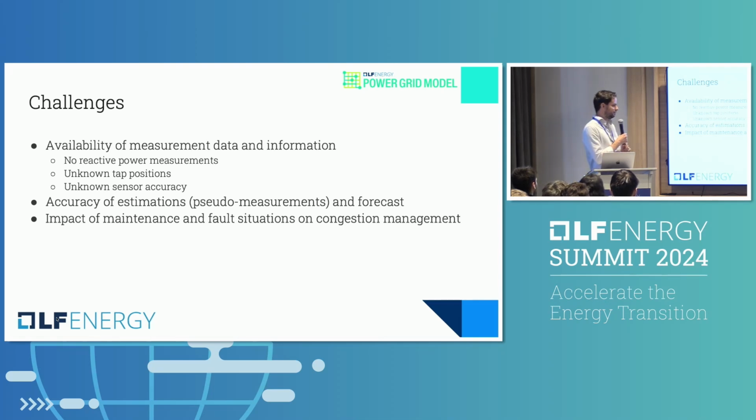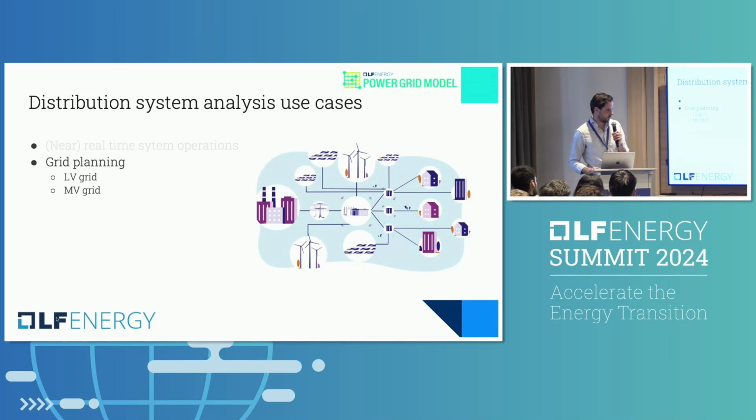And the impact of maintenance and fault situations on congestion management. So at this moment, it also happens that, well, if there's maintenance going on and things are switched, that doesn't always translate well to the data at this moment. So those are still some challenges that we're facing at the moment. And that was the real-time system operations.